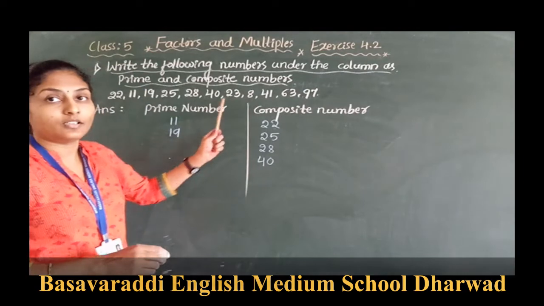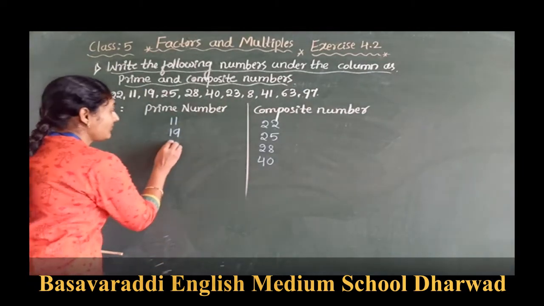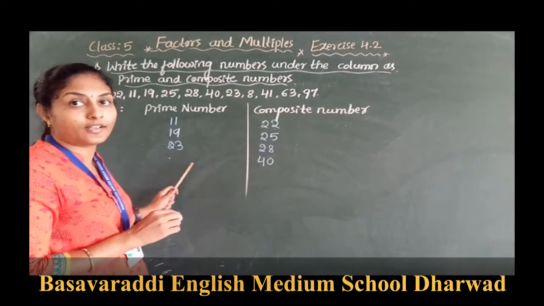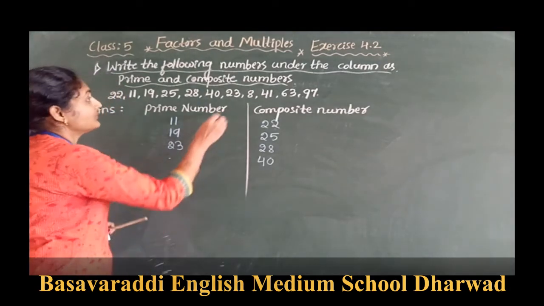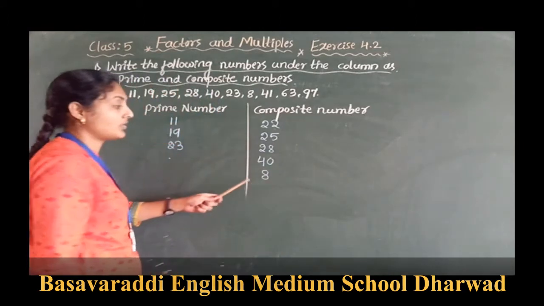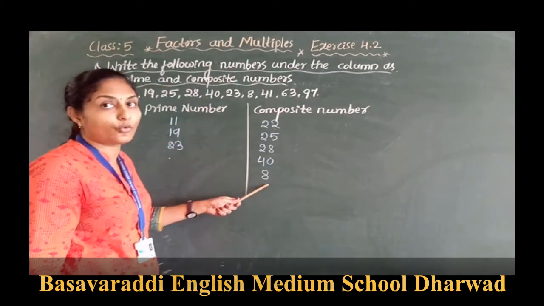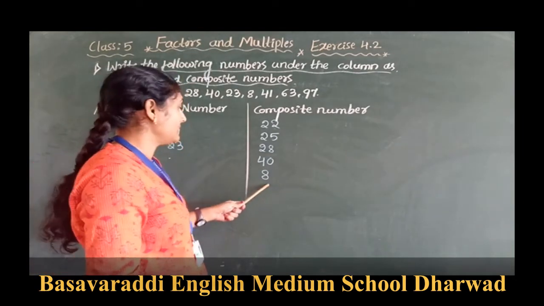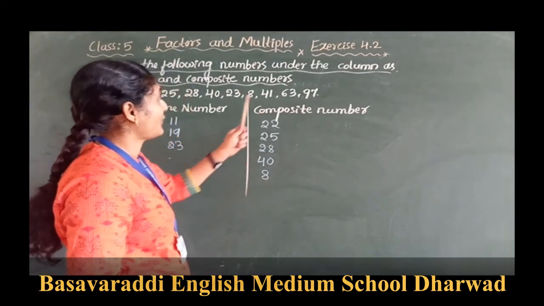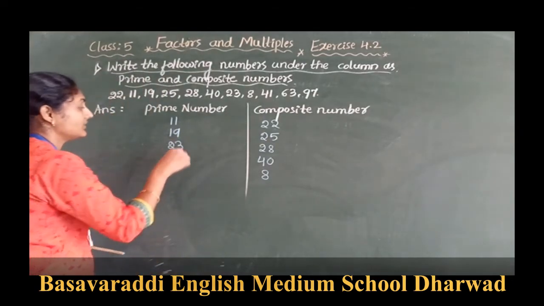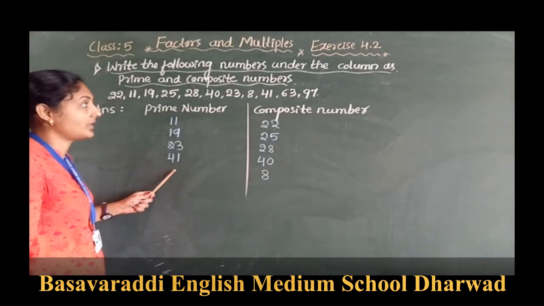23 is a prime number. Why? Because it has only two factors, 1 and itself. And 8 is a composite number. Why? Because it also has more than two factors: 1, 2, 4 and 8. 41 is a prime number. Why? Because it has only two factors.